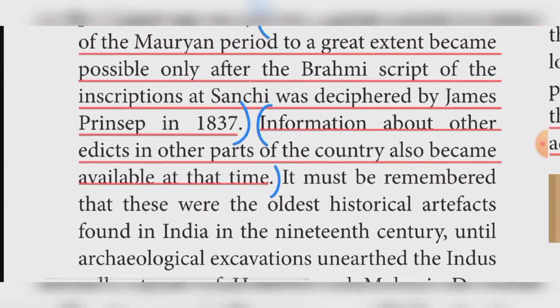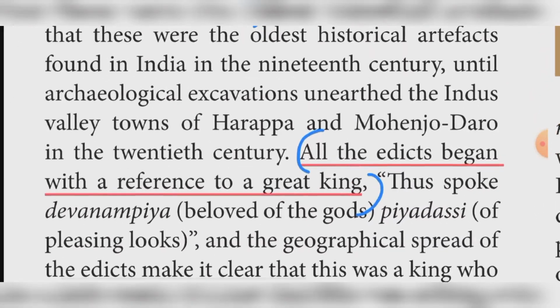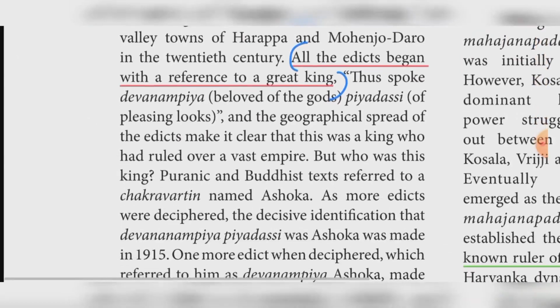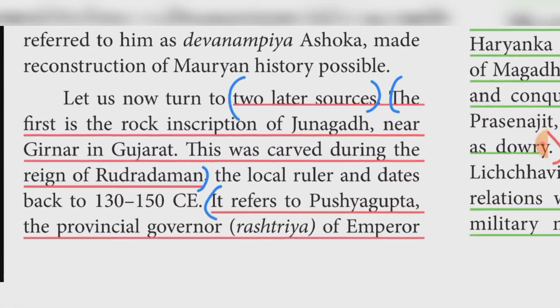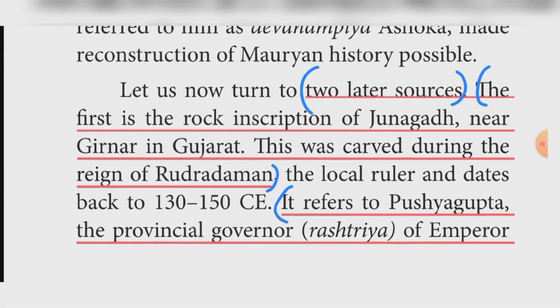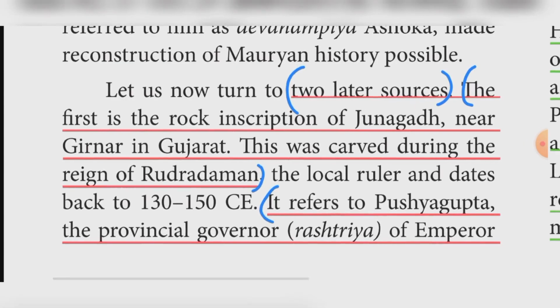Okay, write our points. Next point, all the edicts began with a reference to a great king. Next point, write two later sources like a topic. Two later sources: the first is the rock inscription of Junagadh near Girnar in Gujarat. This was carved during the reign of Rudradaman.